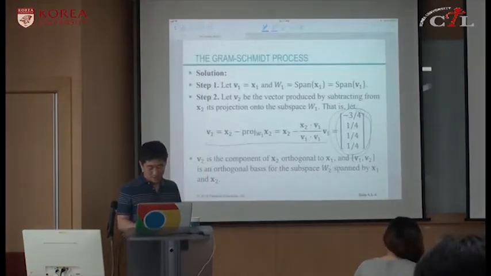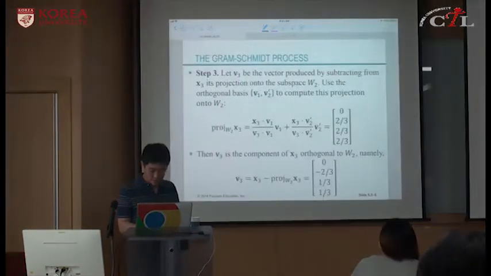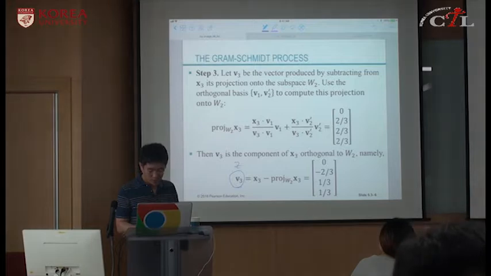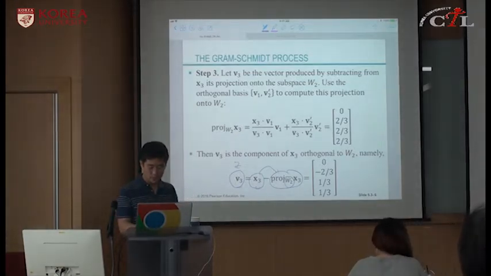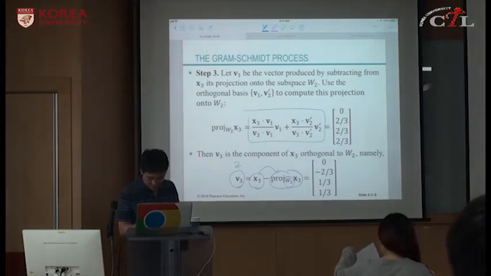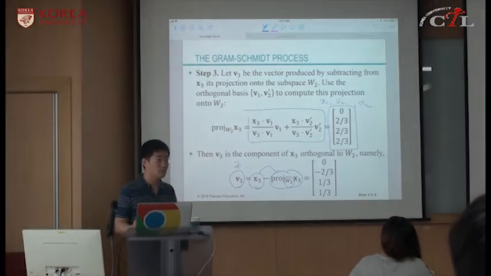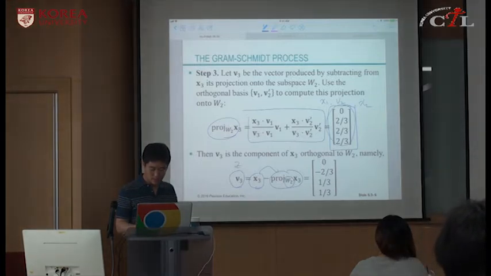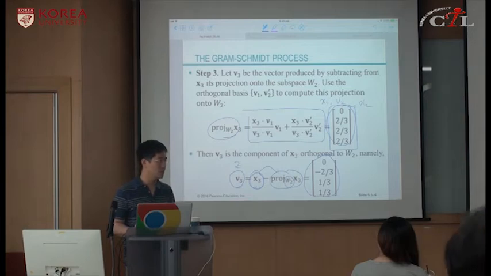Okay, so let's look at the formula. So we obtained the V2 over here, and I'm gonna explain it a little bit later. So V3 is our Z part, which is obtained after projecting X3 onto the W2, which is spanned by the previous two vectors. And then we just apply this formula. So in this example, they used this X1 and V2, okay? So instead of an X2, but it really doesn't matter. This guy will still remain the same, okay? So this part is obtained this way, and then subtracting this from X3, we will obtain this vector, and that is our new third basis vector, which is orthogonal to the previous two vectors.